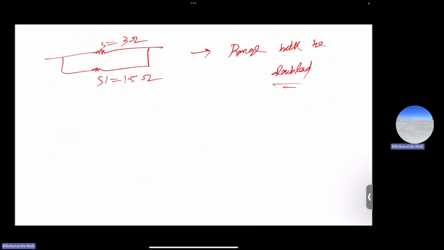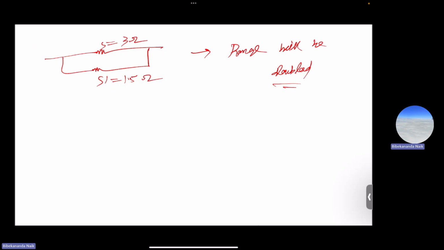Question number 3 says, a wire of length L, area of cross section A, resistance R, and resistivity rho is stretched to 4 times its initial length. The new resistivity of the wire will be, options are option A 4 rho, option B rho by 4, option C rho by 16, and option D rho.